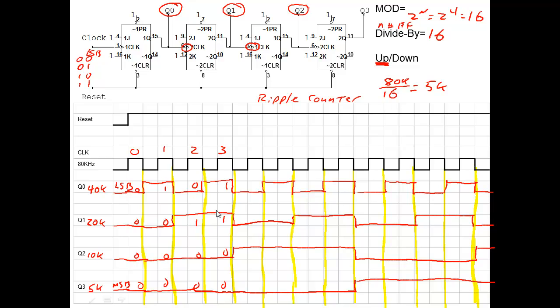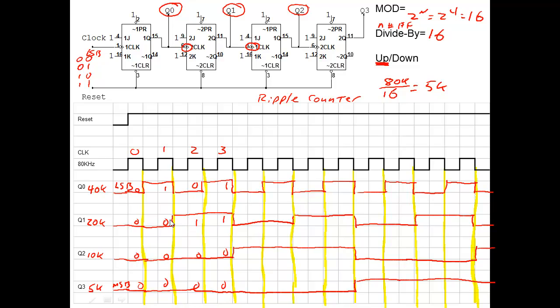So this one, depending on where we took our output, we could use this as a frequency divider. If we have an 80K signal in, let's say we needed a 20K clock signal or a pulse, we could pull out of Q1 and tie that to something. It would pulse every 20,000 times a second. So it's a neat way to divide your frequency up.